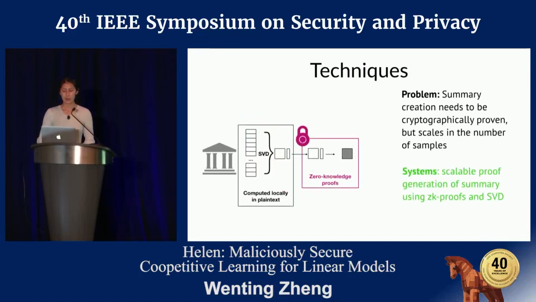So our second insight from the systems side is to create a scalable proof generation of these summaries, using first singular value decomposition to reduce the input into much, much smaller input sizes, and this can be done locally in plain text by each party. And then the zero knowledge proofs that we use will take in the much, much smaller data set, and we prove in our paper that this still provides the same security guarantees as before.